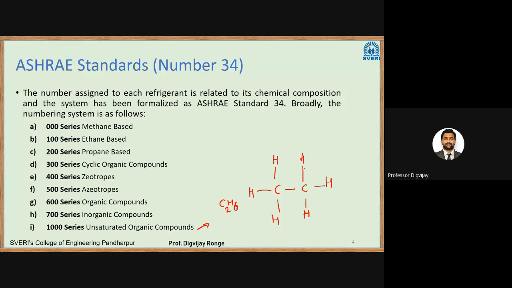Okay, but if I cancel these two hydrogen atoms, that will become C2H4. Okay, so C2H4. In that case, it needs two more hydrogen atoms. In that case, that becomes an unsaturated organic compound. It needs two more hydrogen atoms. Okay, that way it will be chemically stable.